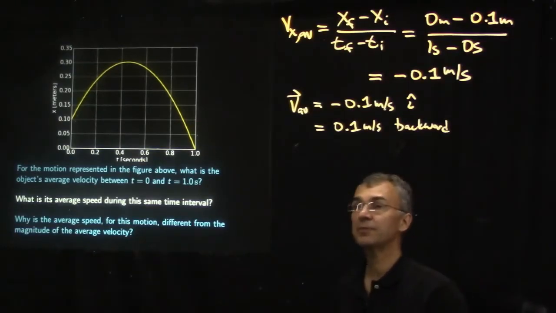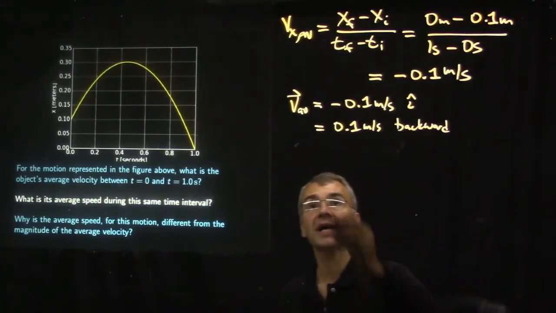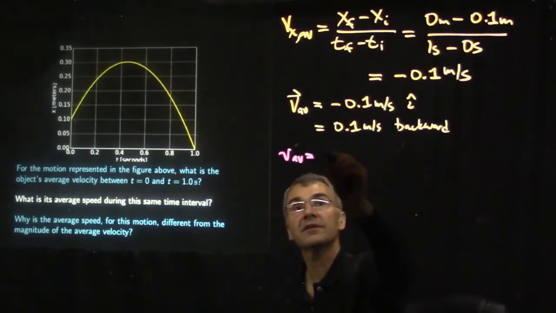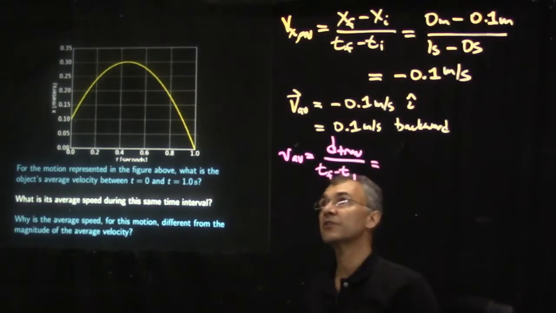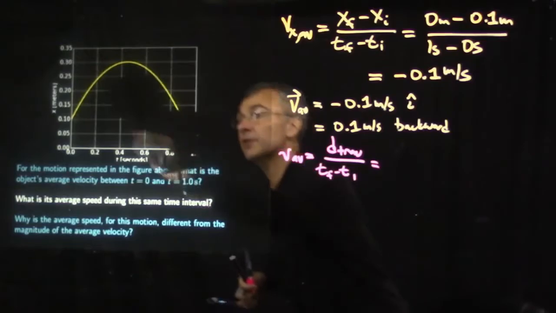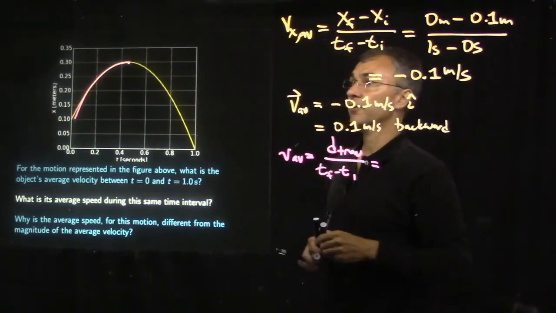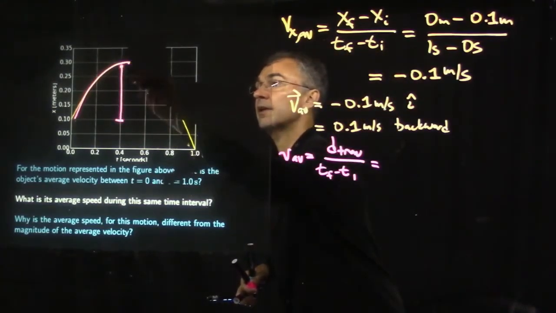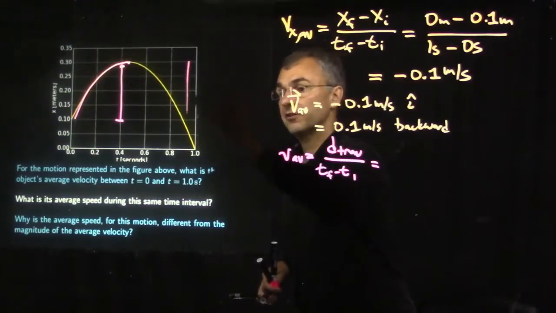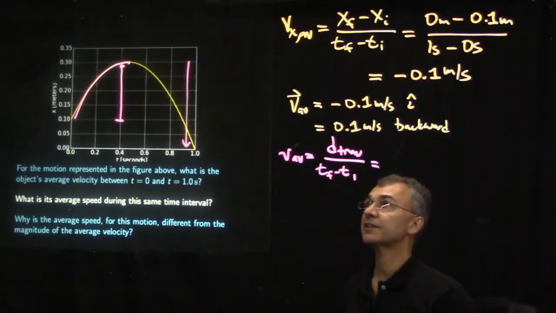What is its average speed during this same interval? Well, average speed is the distance traveled divided by the elapsed time. And the distance traveled, you see it's going forward here, and then after that it's going backward. So we need to add those two distances. So here's one distance, and then here's the other distance. So we need to add those two distances to get the distance traveled.